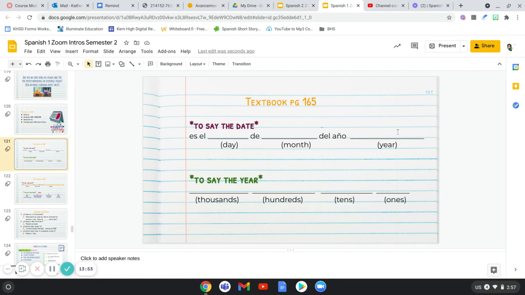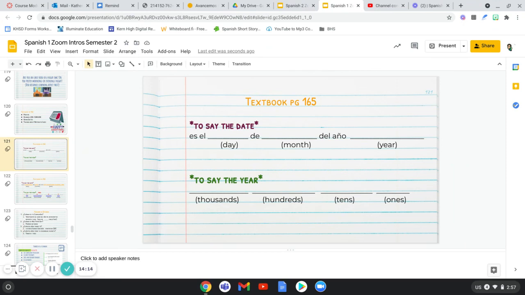And then if you actually need to give the year for something, like if I ask you guys what day is our graduation day or something, then you of course want to tell me the year as well. So it's always going to be es el, it's the, and then whatever number day it is. For example, ocho, whatever day it could be. The 8th de junio, maybe June 8th, del año, and then whatever year you're supposed to graduate.